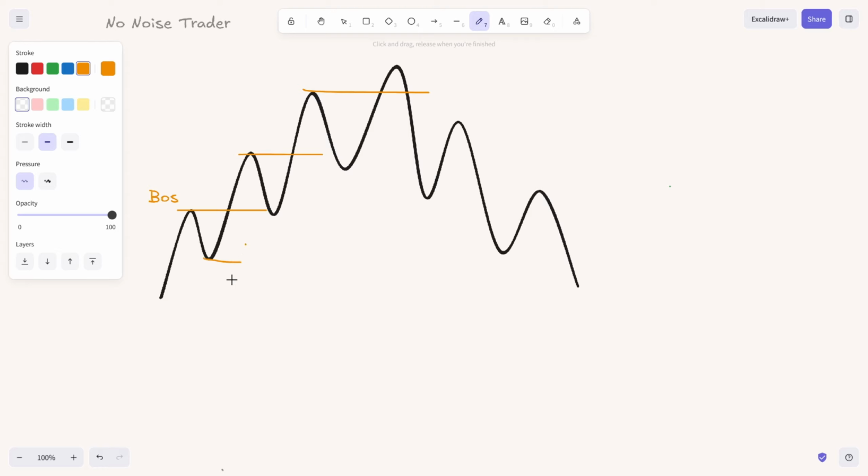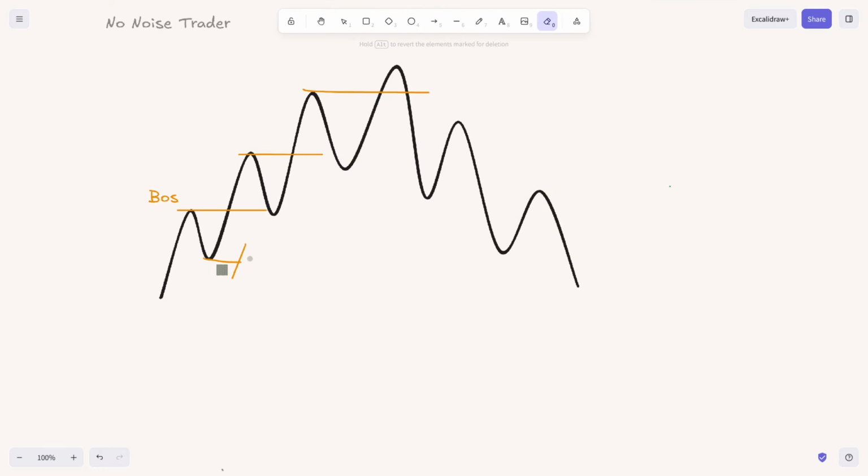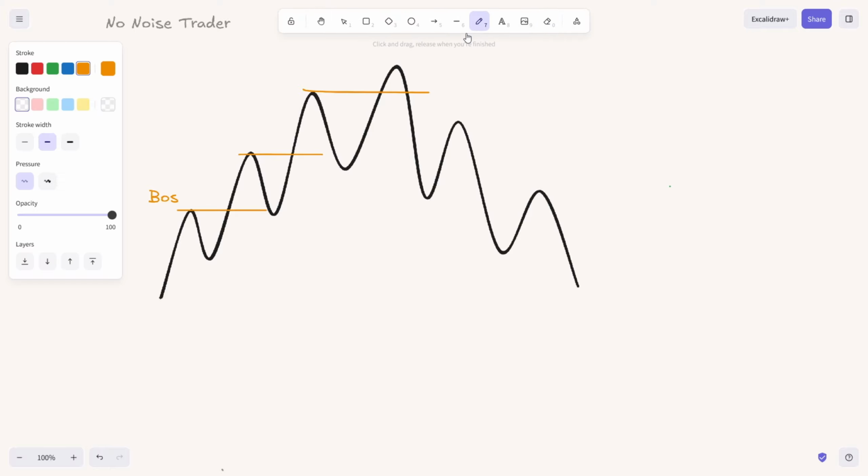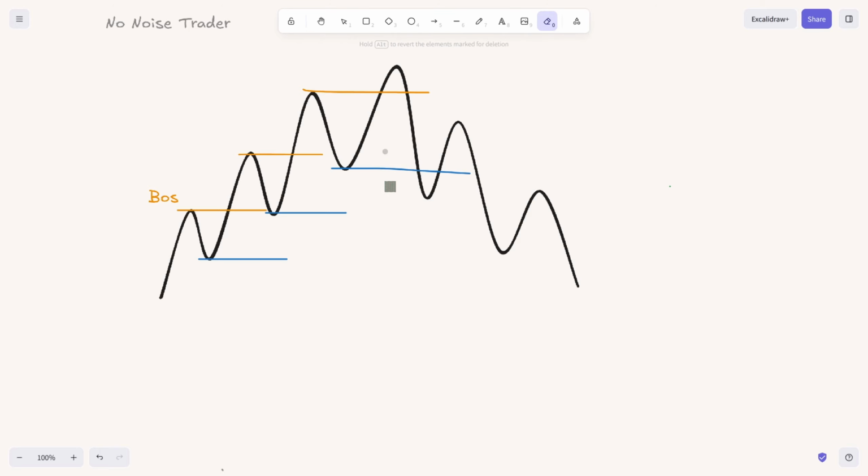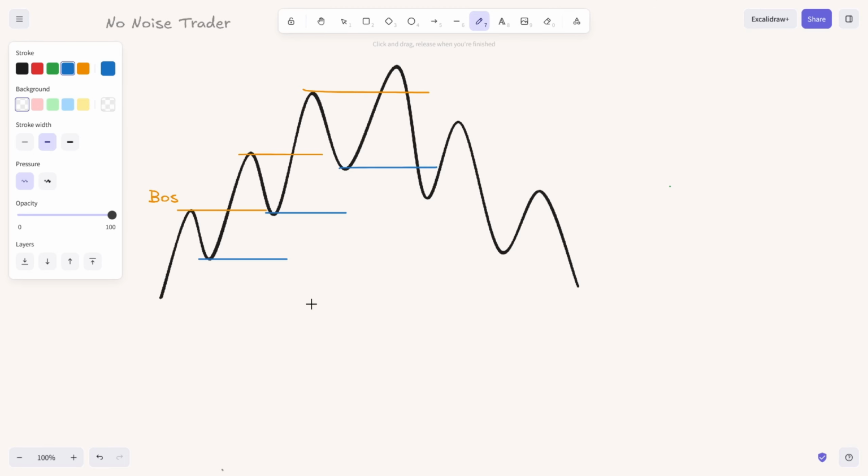Let's remove those lines and let's make some better lines. So we'll do it with the blue color. We have this low, then we have this low, which got broken. Let's make it more straight, like this. So in here, we got our break of structure. We pay attention to the low of the break of structure, and we broke it. That is called a change of character.